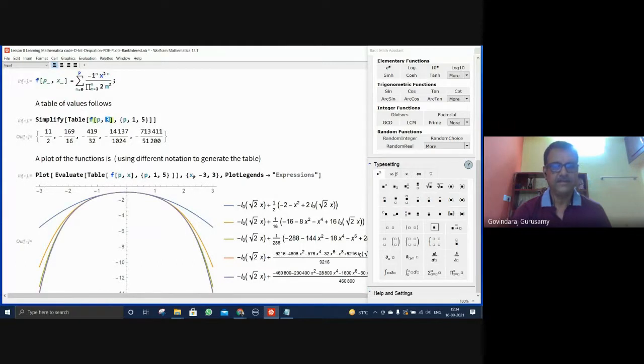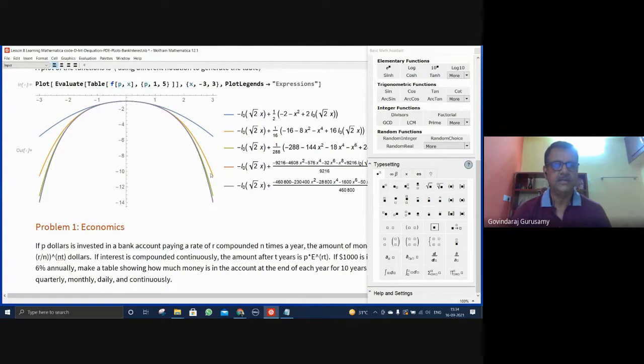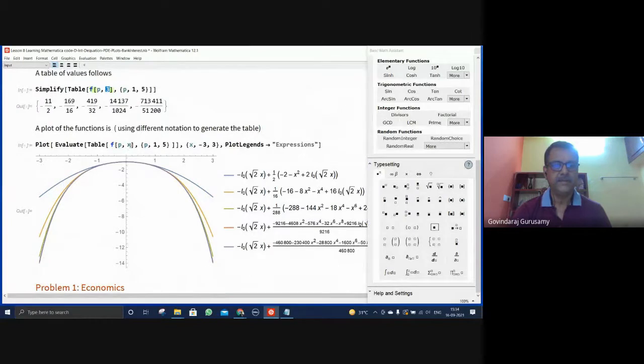Now, for any value of x starting from minus 3 to plus 3, if you make a plot, these are the plots that you will be getting for f of p comma x, for p from 1 to 5. So, you can see this is being evaluated here in the table form. What does it mean? I have 1, 2, 3, 4, 5 functions that are tabled here. This is for the table. I want to show the table here.